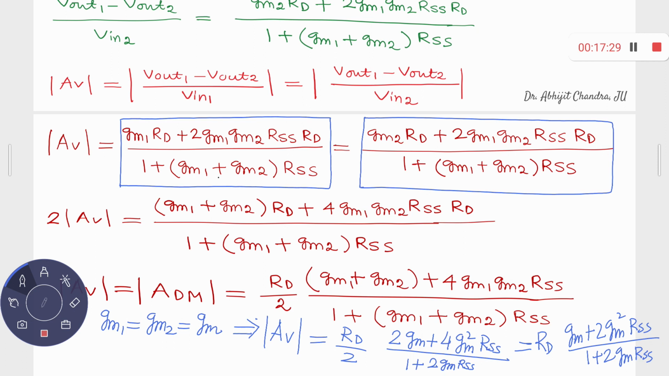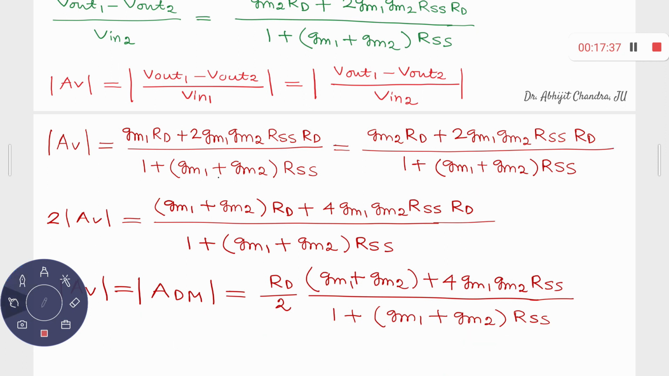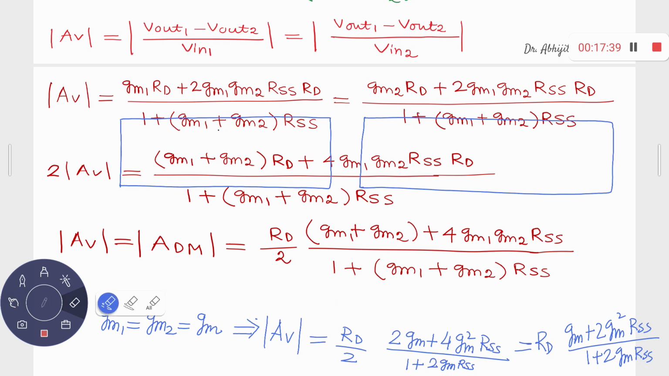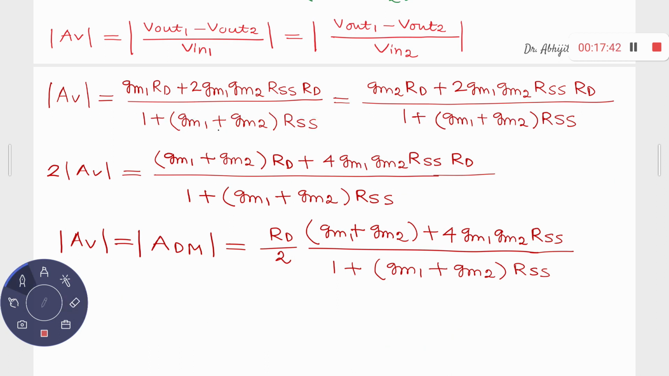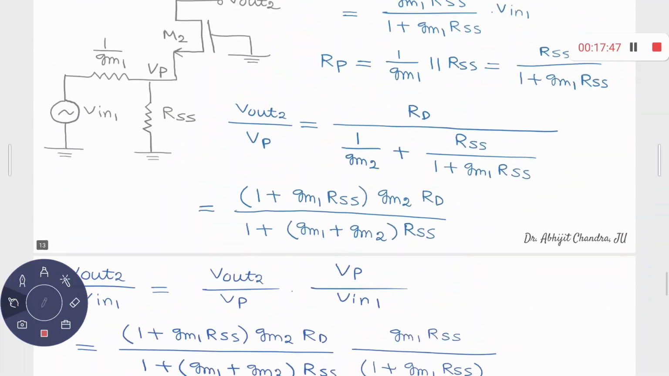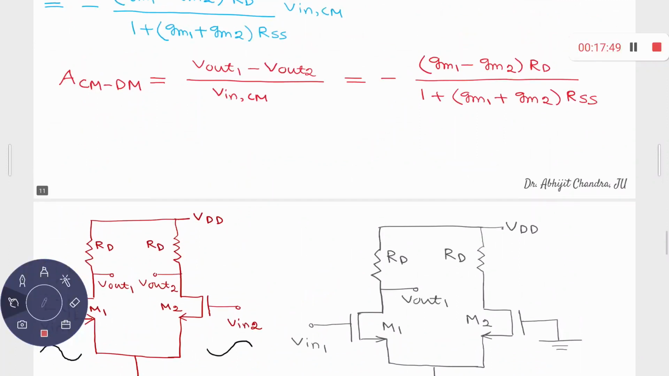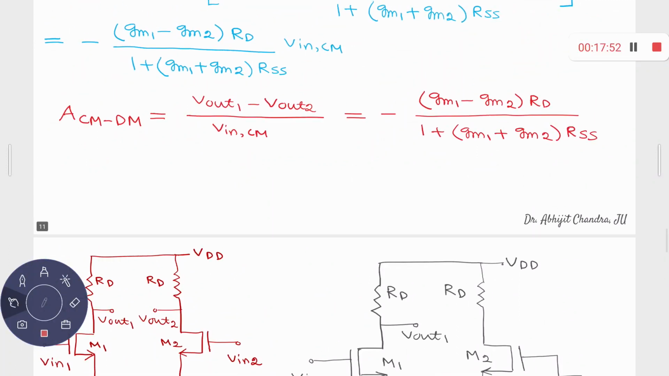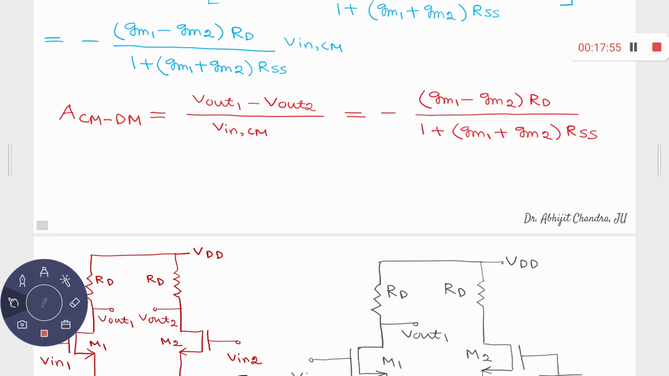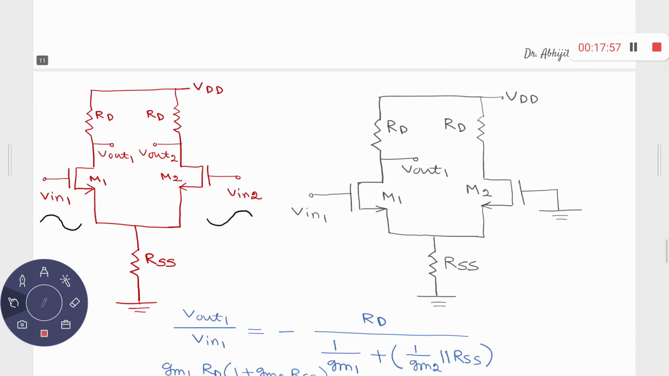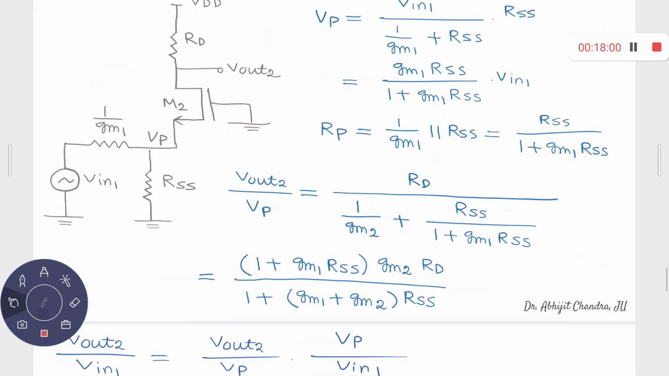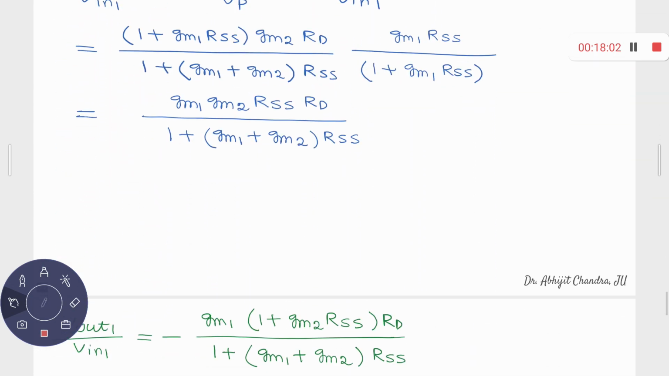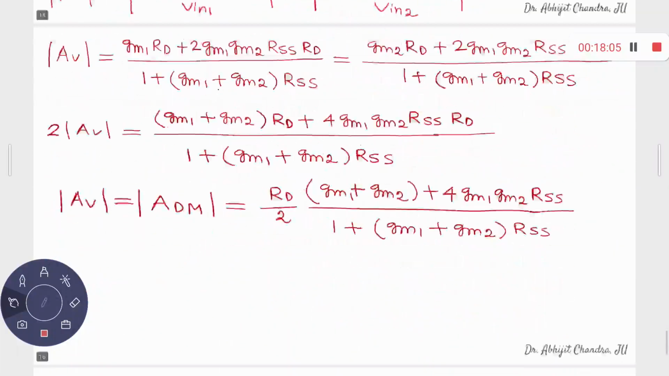Anyway, for generic calculation, this is the expression for your differential mode gain ADM. And already we have the expression for your ACM DM, that means common mode to differential mode gain. We have already got this one last time. This is the common mode to differential mode gain, ACM DM: minus GM1 minus GM2 upon RT multiplied with RT divided by 1 plus GM1 plus GM2 RSS. So now we are in the process of getting the common mode rejection ratio, CMRR, the ratio between these.